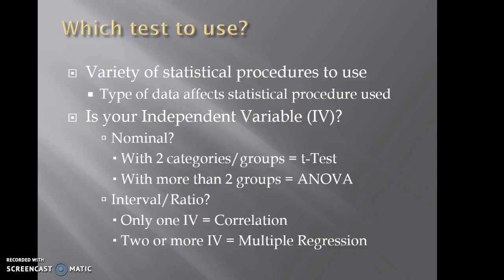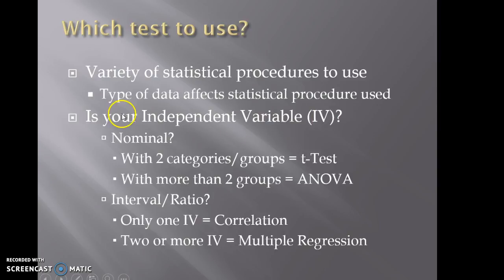After you have gone through all of your steps, you have decided the problem which you start with, you've decided your research questions, you've conceptualized, you now have your hypothesis. When you have your hypothesis is when you're going to decide what test you use, because you're going to have your independent variables from your hypothesis. So the type of data will affect the statistical procedure that you will use for your study.